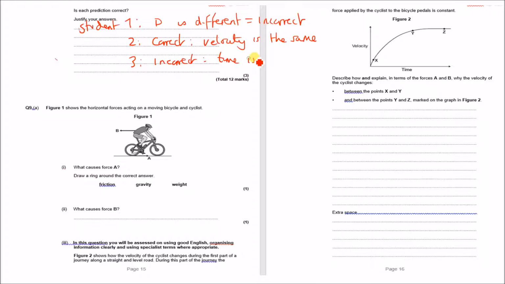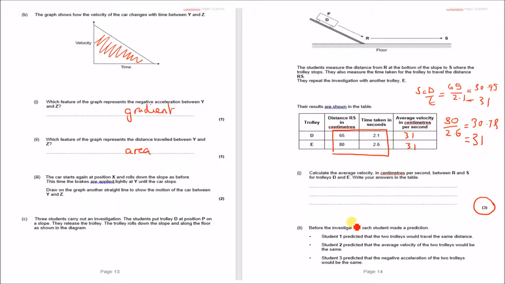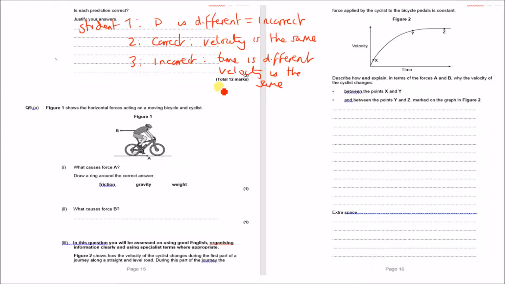Time is different. Okay, and if the time is different and the velocity is the same, and if we just go back to what it asks you, the acceleration has to be different. Okay, because remember, acceleration is the change in velocity divided by the time. So if they've got the same velocity but the time's different, then their acceleration has to be different.